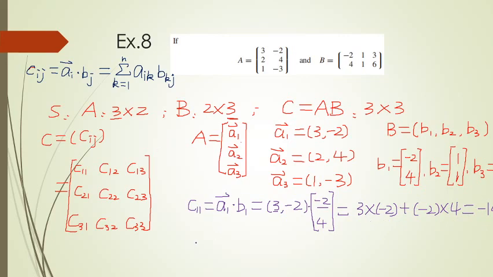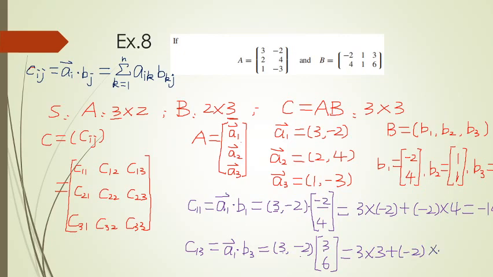And for example, one more example, C13. What is C13? That will be the A1 row vector times the B3 column vector. So that will be (3, minus 2), the first row, and then the third column, (3, 6). That is 3 times 3 plus minus 2 times 6. So that is minus 3. So we have already calculated: this is minus 14, and this is minus 3.